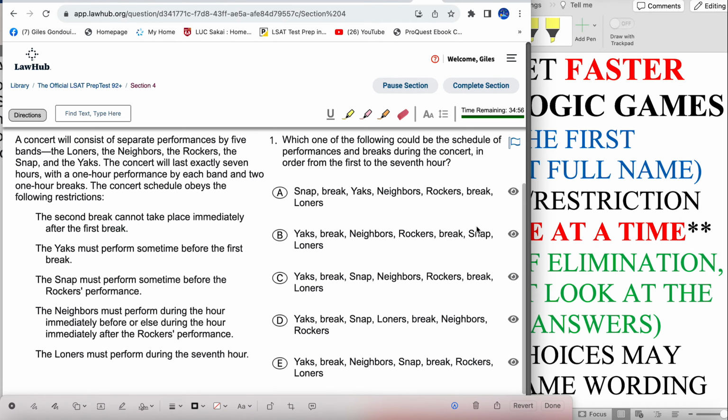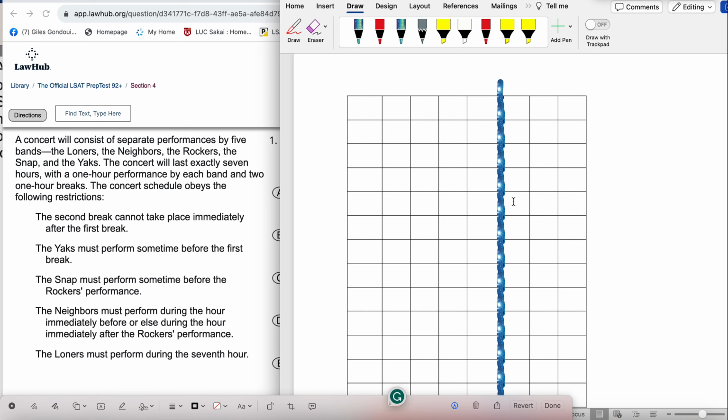So this game begins right here. Let me go ahead and get my diagram that I like to use. A concert would consist of separate performances of 5 bands: L, N, R, S, Y. The concert will have exactly 7 hours, with a 1 hour performance by each and 2 1-hour breaks. So there's going to be 2 breaks.